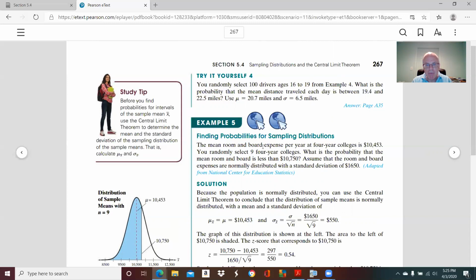So let's read it again. Mean room and board expense per year for your colleges is 10,453. That's our mu. n is 9. That's the number of colleges selected. What is the probability that the mean room and board, that's the mean, we selected a sample of 9 colleges. What's the probability that the mean of those 9 colleges for room and board is less than 10,750? Assume that room and board expenses are normally distributed with a standard deviation of 1650. That is our sigma. That's our population standard deviation.